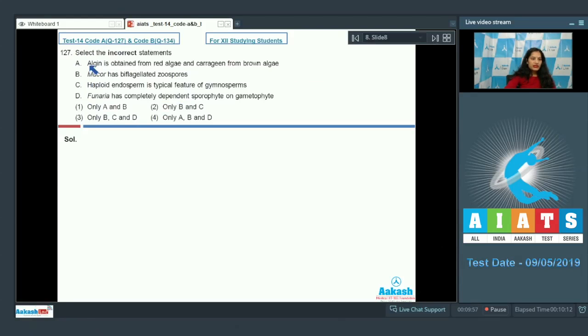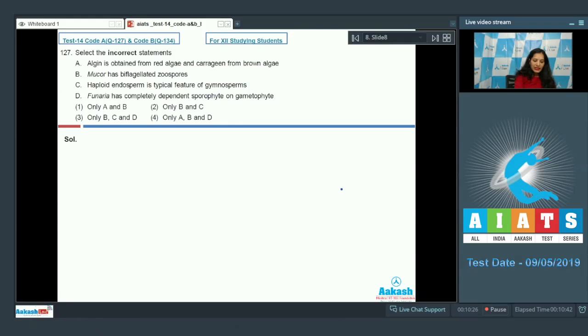Question number 127. Select the incorrect statements. A. Algin is obtained from red algae and carrageen from brown algae. B. Mucor has biflagellated zoospores. C. Haploid endosperm is typical feature of gymnosperms. D. Funaria has completely dependent sporophyte on gametophyte. First option only A and B, second only B and C, third only B, C and D, fourth only A, B and D. So you have to find out the incorrect statements.